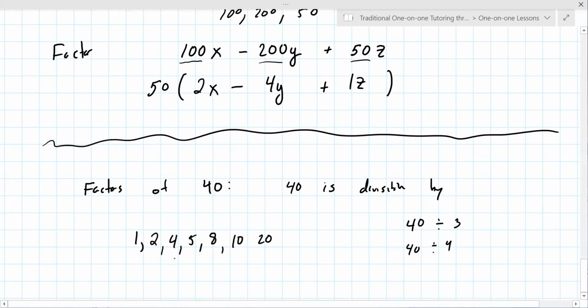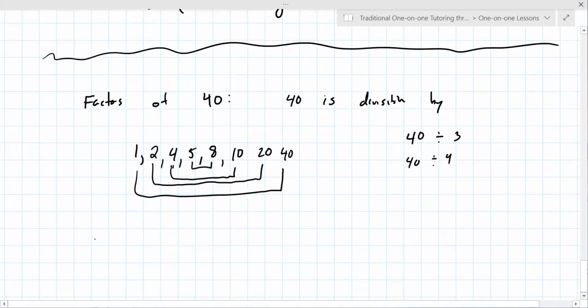So what you'll start noticing is that these pair together. And 20. There's one more? 40. Okay. So I want you to find the factors of 24, and you want to pair them together. So you want to have, for example, 1 and 24 go together.